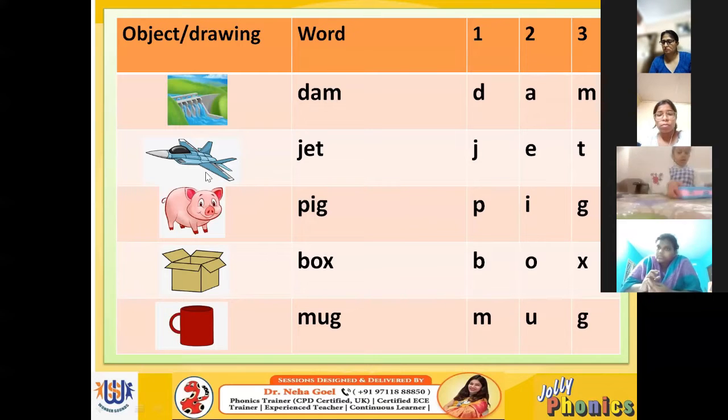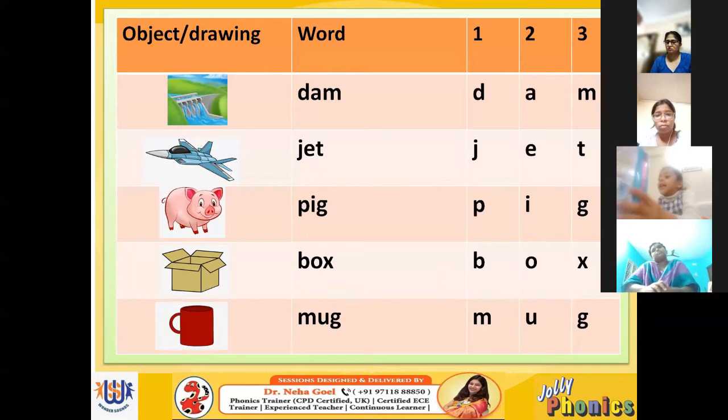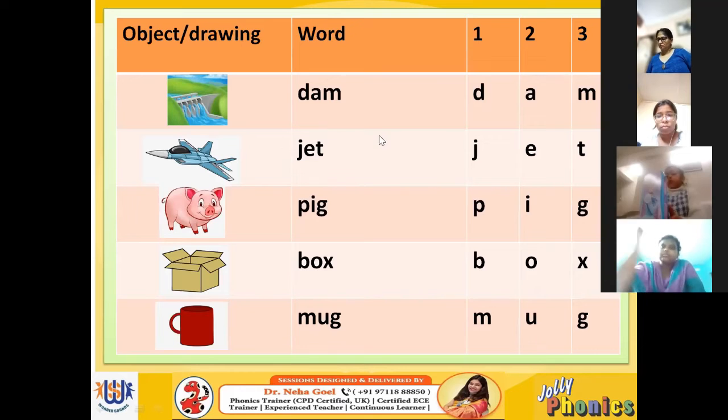Now again, suppose I say jet, j, e, t. You can always do the action, jelly, j, j, j, j, j. Okay, so there are actions, there are sounds, there are jingles. I mean, Jolly Phonics program is so good, so musical. If you're using the Jolly Phonics app, I mean, you must use that if you're using Jolly Phonics. It's really good, wonderful. Then suppose pig, box, mug. So you can show the object. You can ask the child how many sounds. Then you can ask the child to write every letter in one box. Okay.